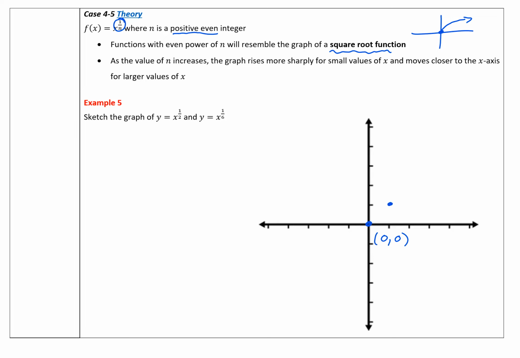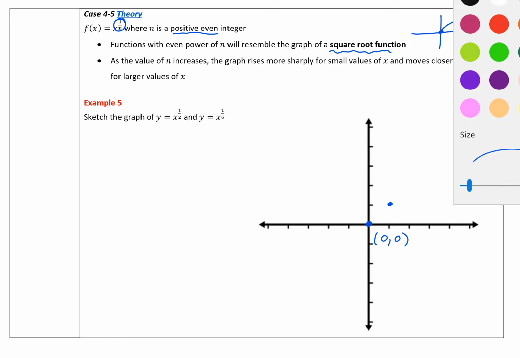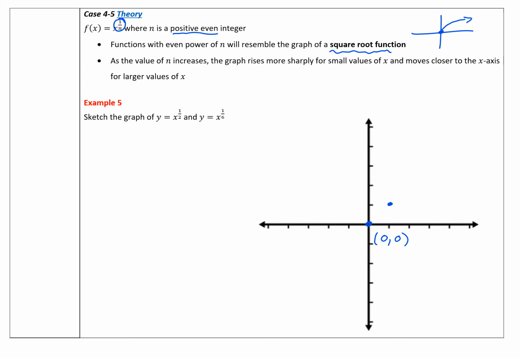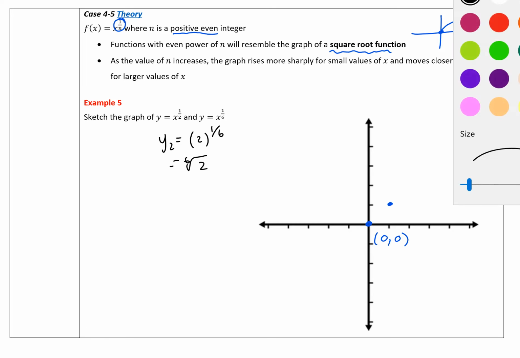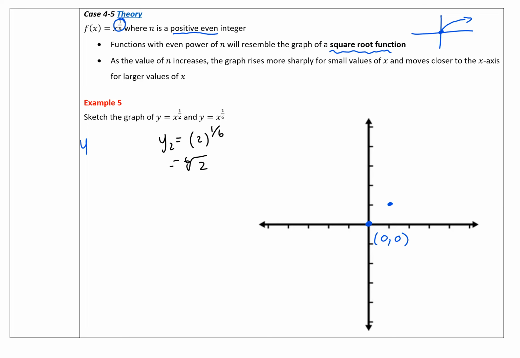So we now need to consider two cases. What happens to the right of here and what happens to the left? Let's start at the number 2. Well, y2 equals 2 to the power of a sixth, which is the sixth root of 2. And if I consider the square root function, well, y1 equals 2 to the half, which is the square root of 2.